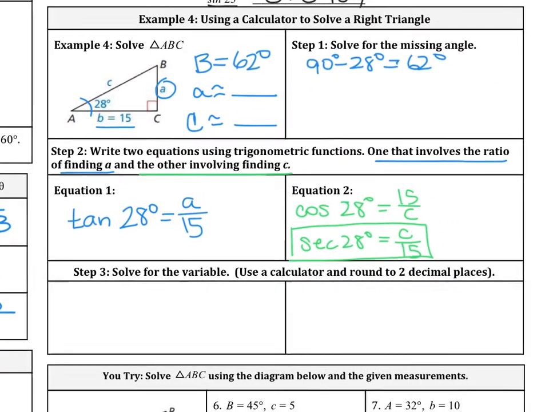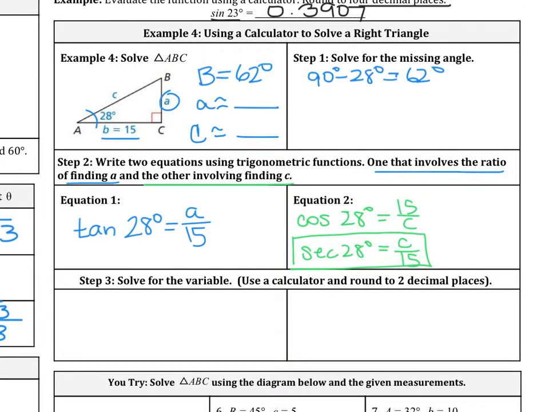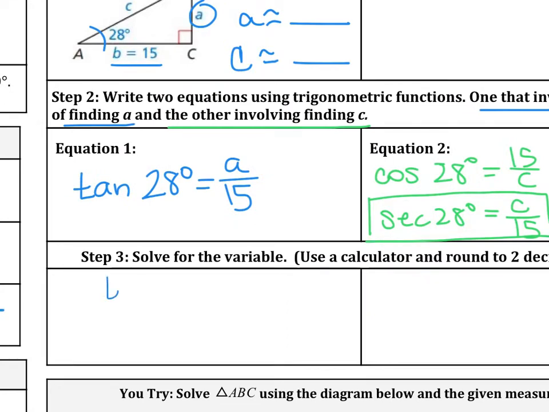So the next step, we want to solve for the variable. Then we're going to use a calculator and round to 2 decimal places. So let's do tangent of 28 degrees equals A over 15. In order to isolate the A, we're going to multiply by 15 on both sides. So now you just plug it in your calculator.